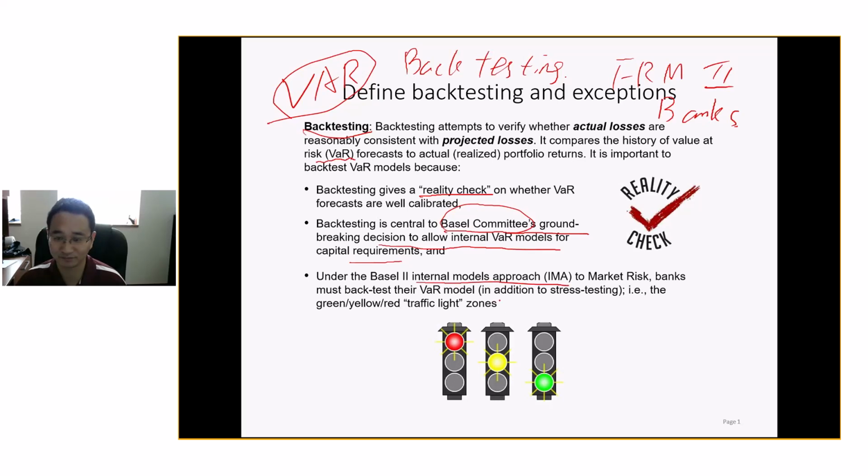Some banks can choose the internal model approach when they have enough power in-house. And then they have some zones, right? If you did a great job, then green light. If you didn't do that good, but okay, you have yellow light, and then they have red light. So the Basel Committee's rules are not the focus. I'm going to cover the basic ideas behind it.